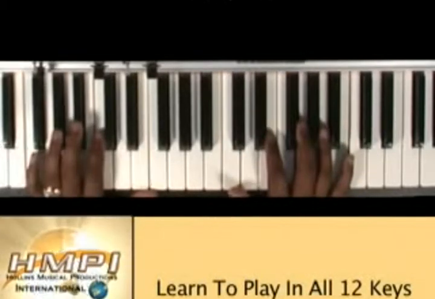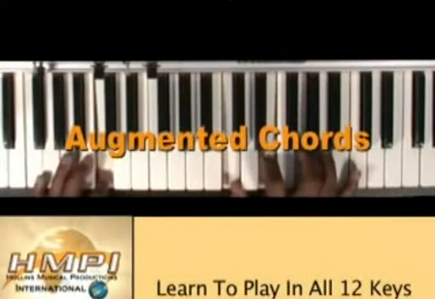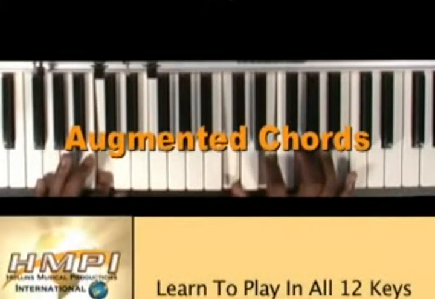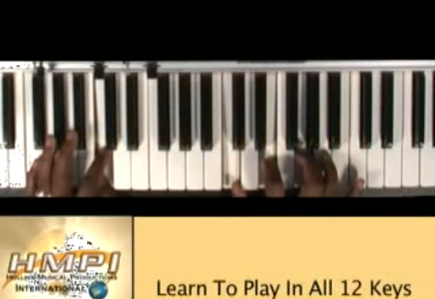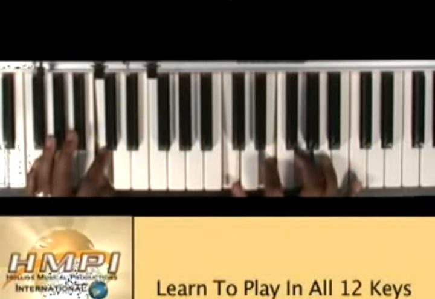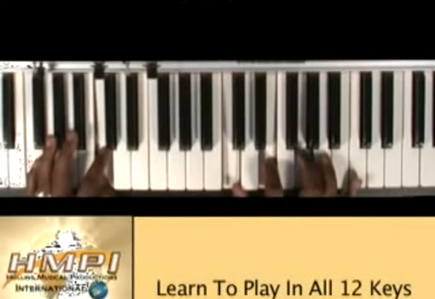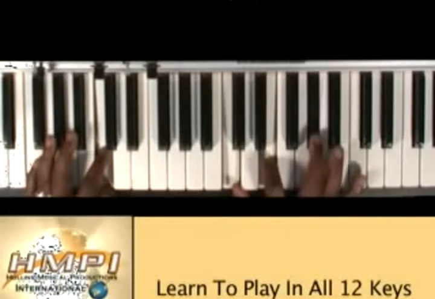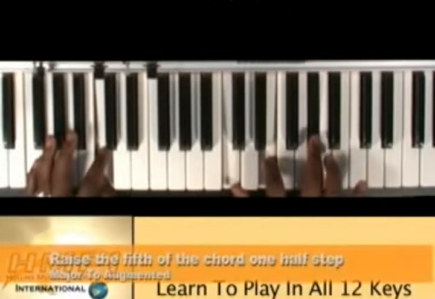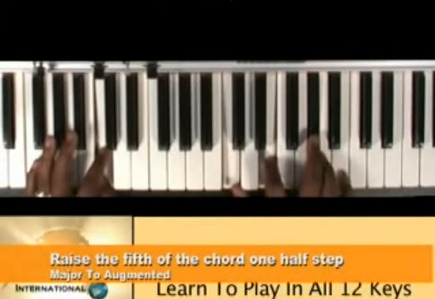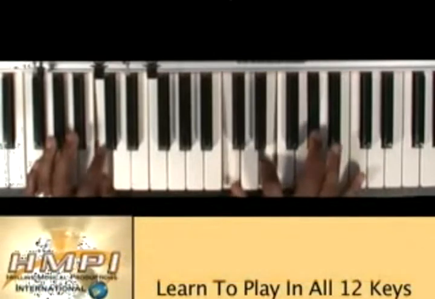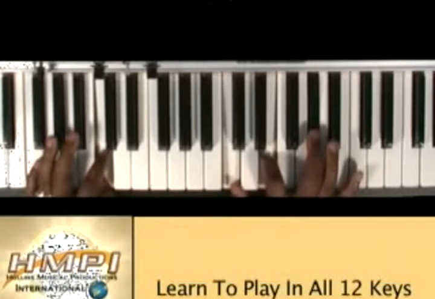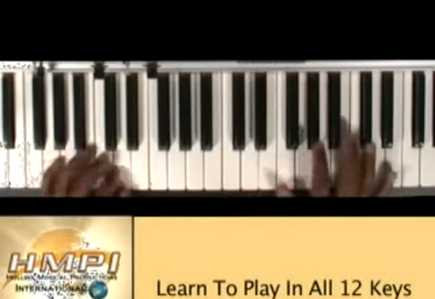Let's talk about the augmented chord. When you convert a major chord to an augmented chord, you simply take the 5th of the chord and move it up, or to your right, 1/2 step. So you have a 1, a 3, and a sharp 5. And that makes it augmented. That's an augmented chord.